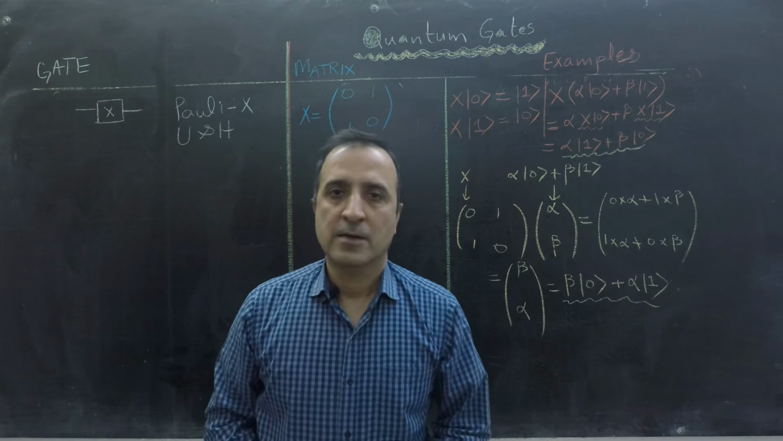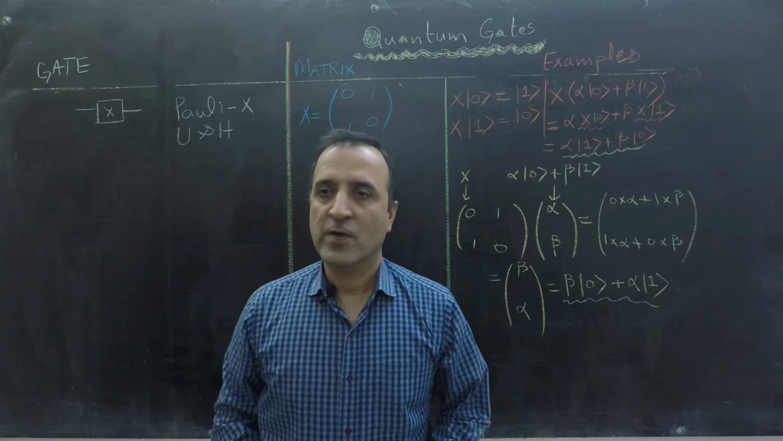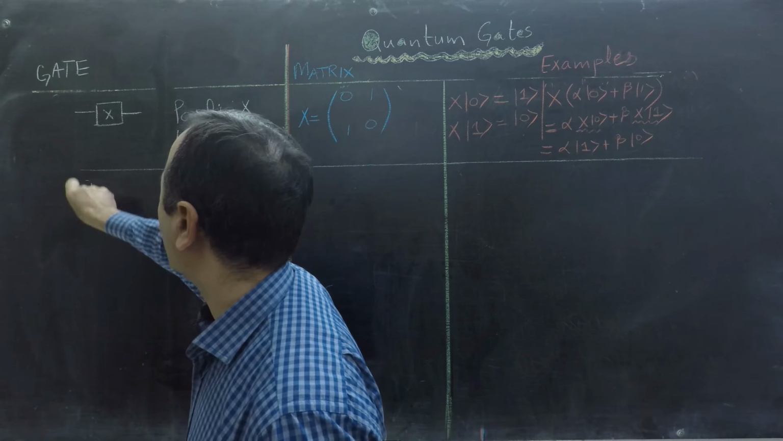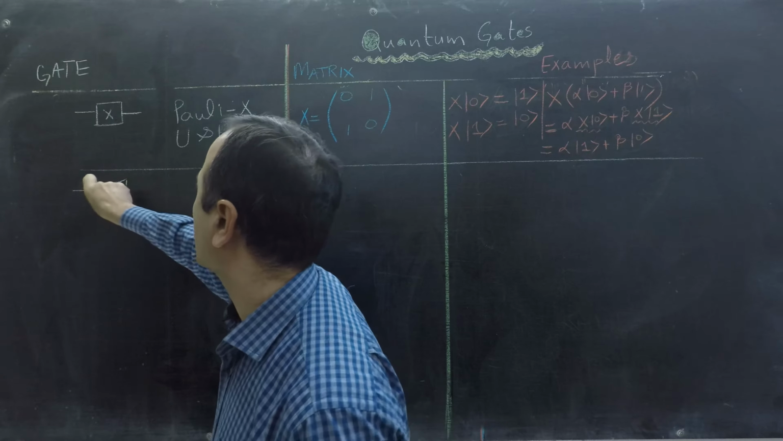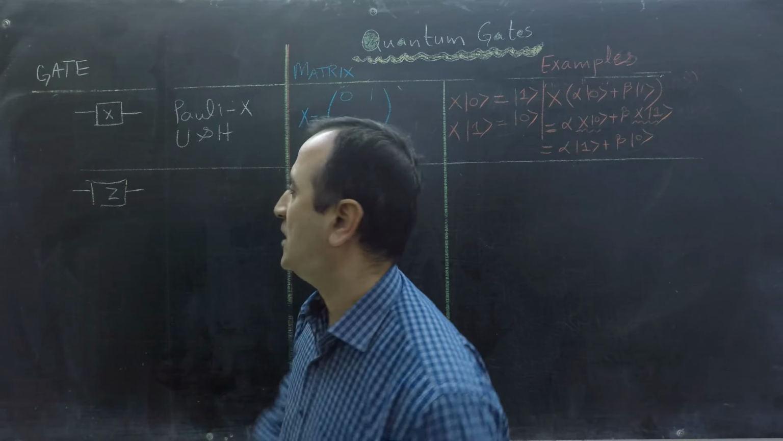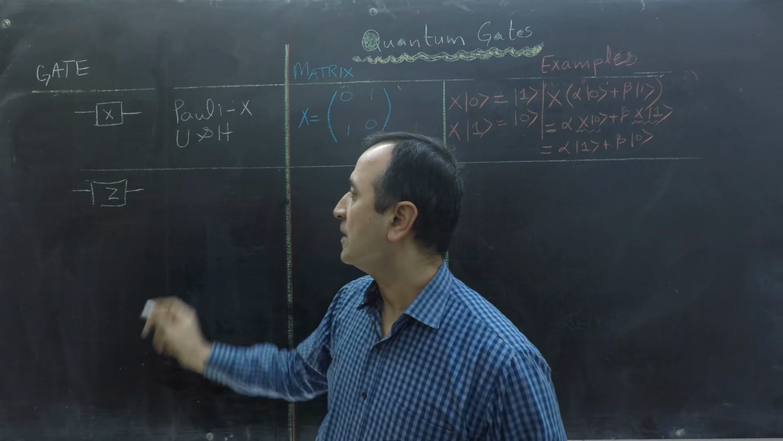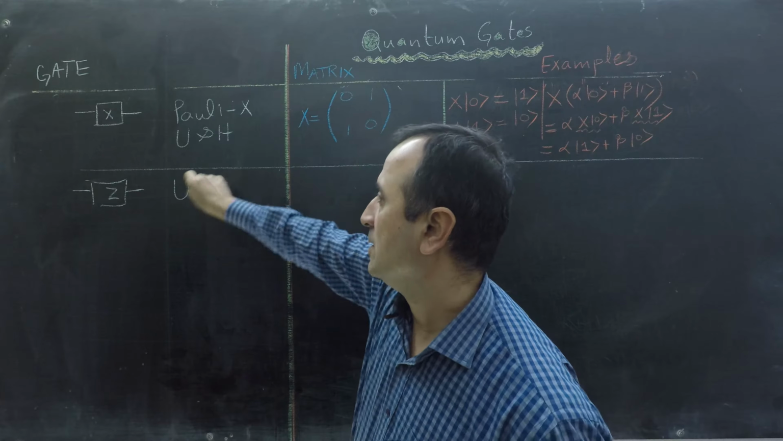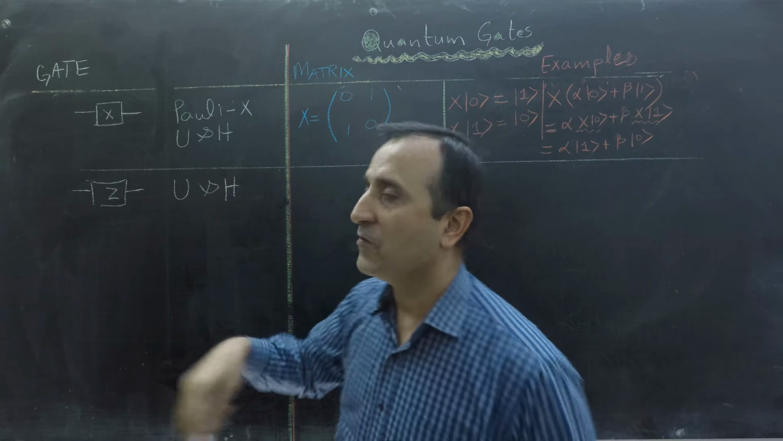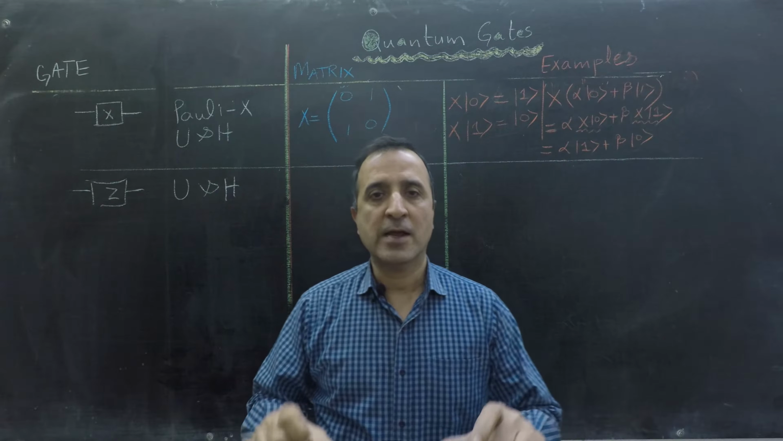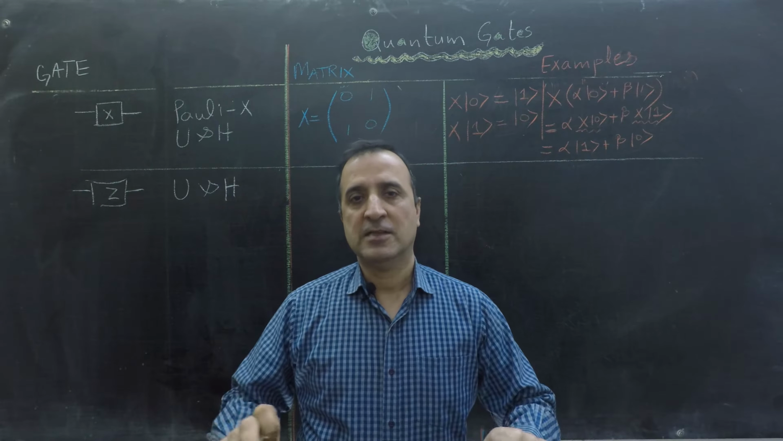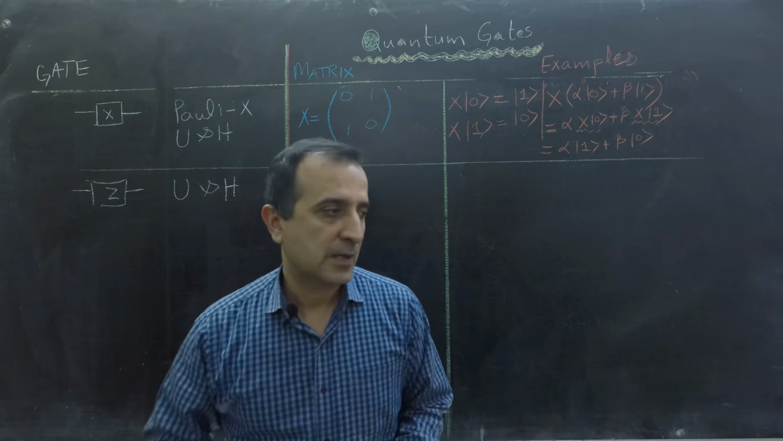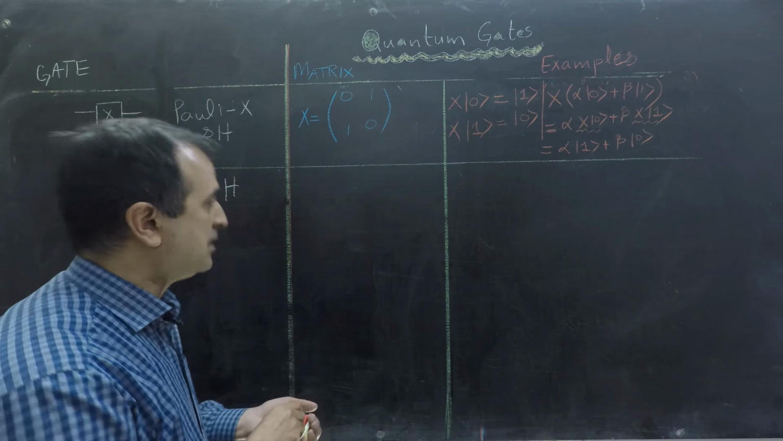Now let's clear the board and then we will talk about the Pauli-Z gate. Pauli-Z gate is also a single qubit gate. So it takes a single qubit as input and produces a single qubit output, and it is also a unitary as well as Hermitian gate. That means it is the inverse of itself. So if I apply two Pauli-Z gates in sequence, they will cancel each other's effect and my input will become equal to my output.